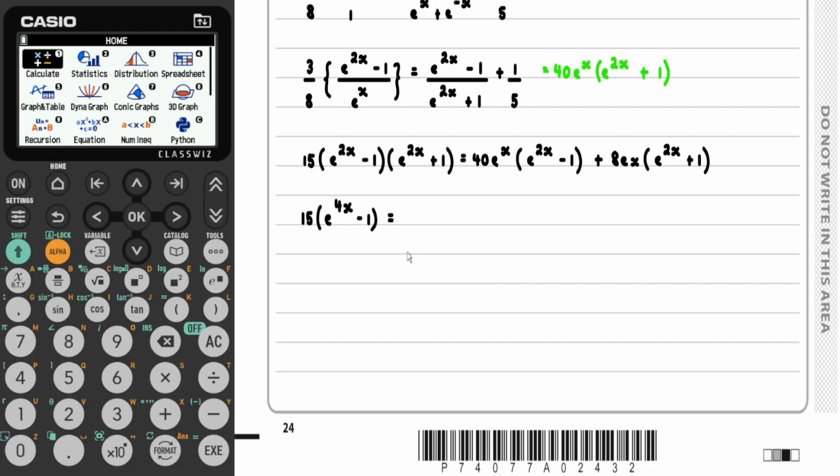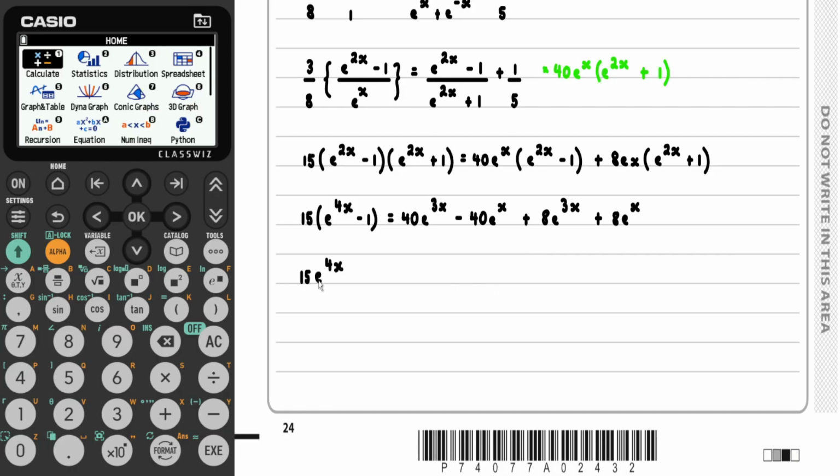And on the right hand side, well, I've got 40 e to the x times e to the 2x, that's 40 e to the 3x, and then I've got 40 e to the x times negative 1, that's negative 40 e to the x, and then I've got 8 e to the x times e to the 2x, that will be 8 e to the 3x, and then I've got 8 e to the x times by 1, which is 8 e to the x.